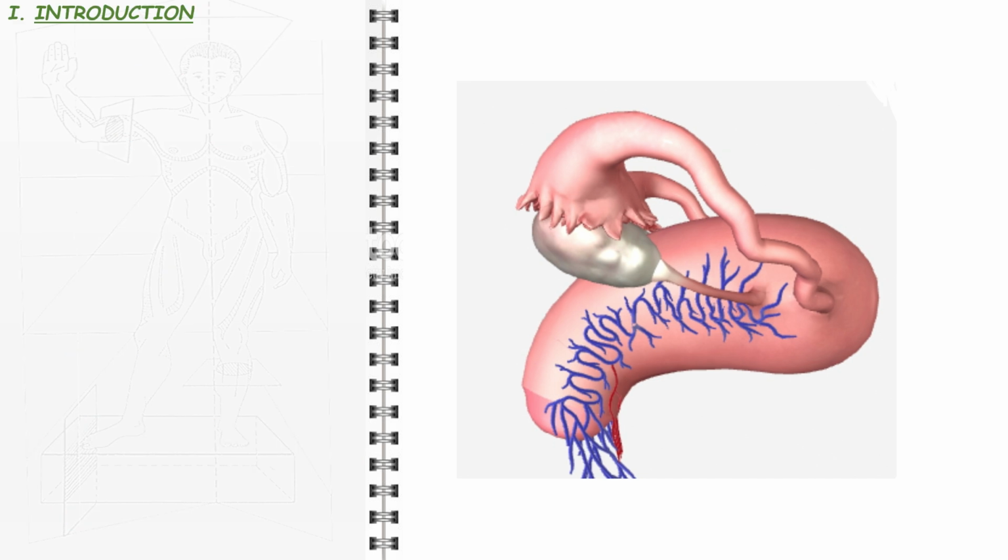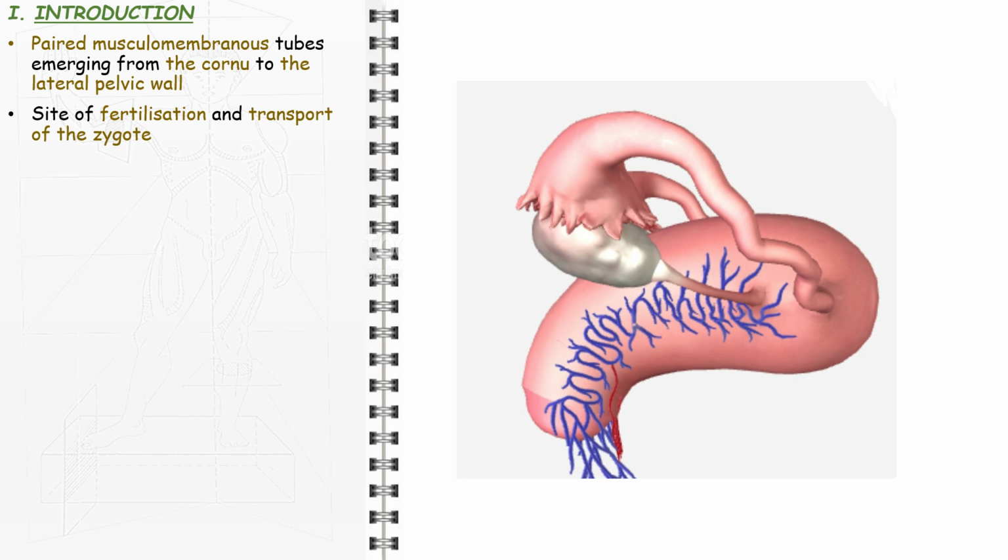The uterine tubes or fallopian tubes are paired muscular membranous tubes emerging from the cornu to the lateral pelvic wall. They constitute the site of fertilization and transport of the zygote and communicate the uterine and peritoneal cavities. This organ has a major role in the process of reproduction and, consequently, must be explored in case of infertility.